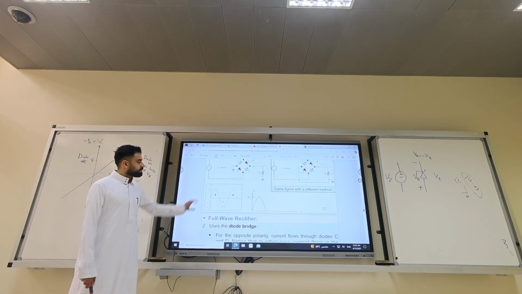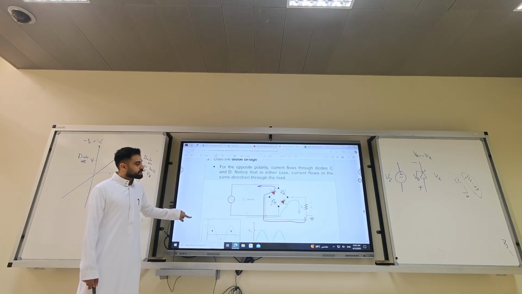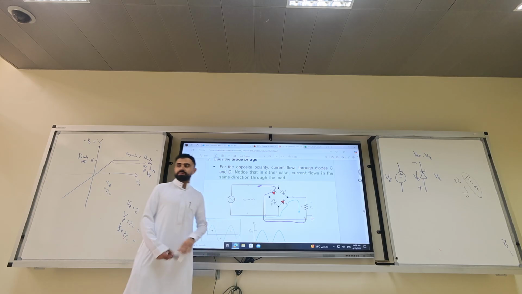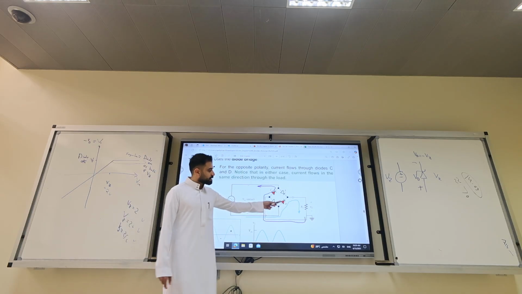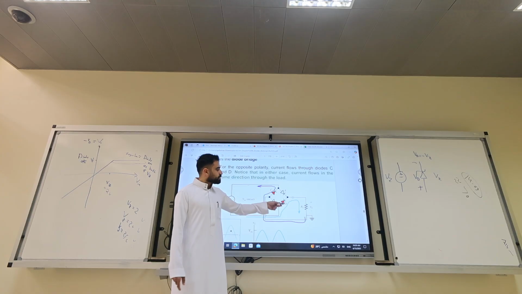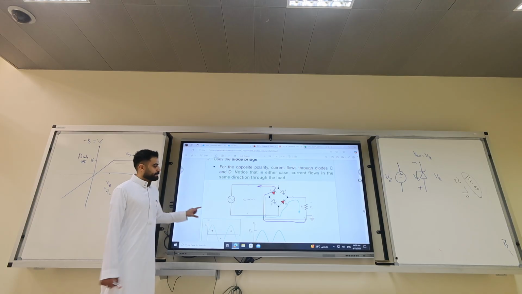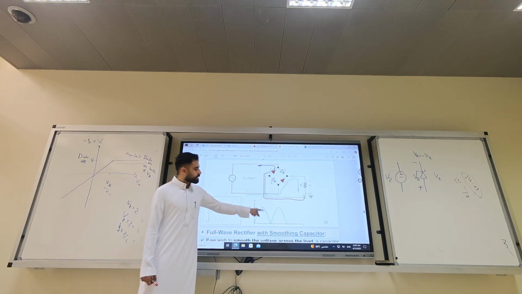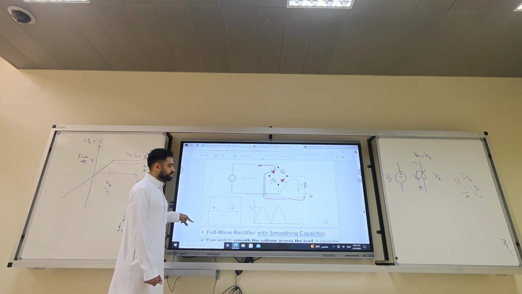In positive cycles of the source, and in negative cycles of the source, those two diodes are on. You don't need to understand the details, but you need to understand that at the negative cycles, I have a current flowing here, go back, so from D to C. Positive cycle from A to B. Okay? So now we have a rectification of both the positive and the negative signal.